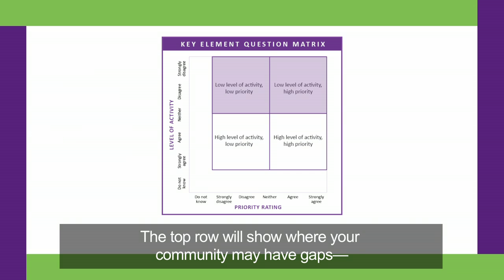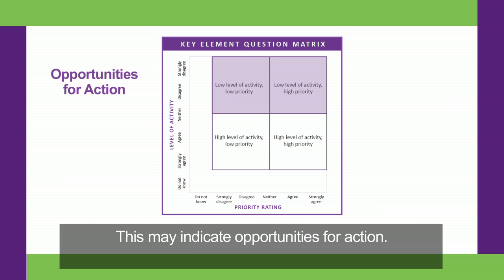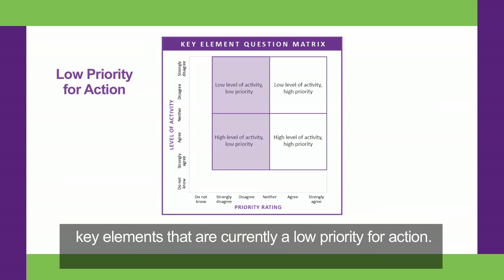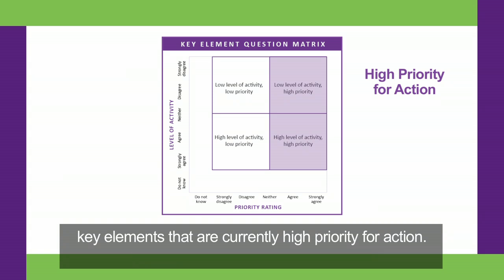The top row will show where your community may have gaps. There is a low level of activity for these key elements. This may indicate opportunities for action. The left-hand column will show where your community has identified key elements that are currently a low priority for action. The right-hand column will show where your community has identified key elements that are currently high priority for action.